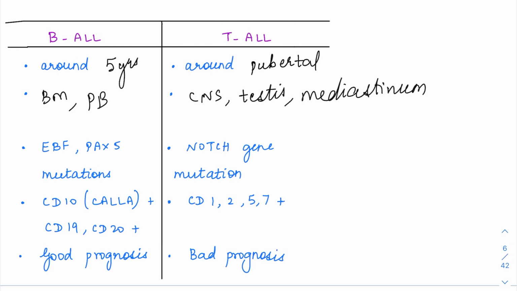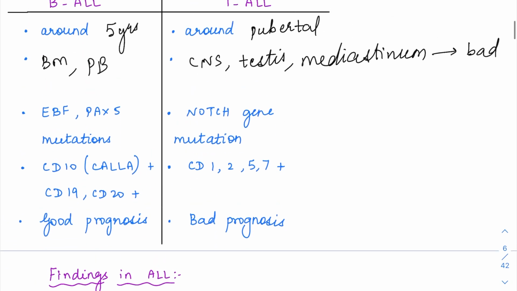When they give a history, they are going to mention a mediastinal mass commonly. So when they mention a mediastinal, testis or CNS kind of mass, you have to think about TALL. All of this CNS, testis and mediastinal involvement is going to have a bad prognosis.